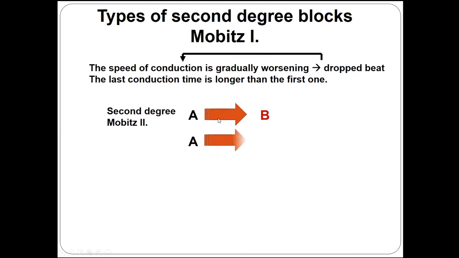So it means that we have slowing down of the conduction, and after no conduction, it starts again from the beginning. So it is faster, slower, no conduction. Faster, slower, no conduction. This keeps repeating, and this is called second degree Mobitz type 1 block, or Wenckebach periodicity.